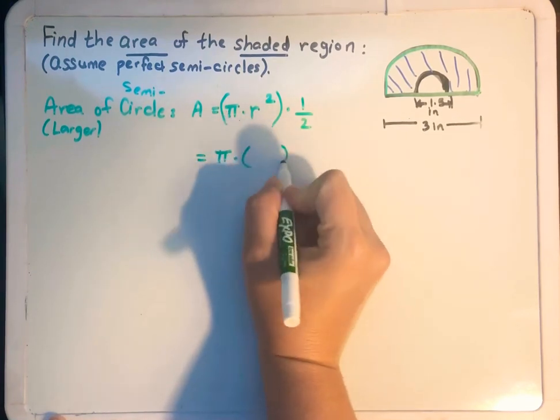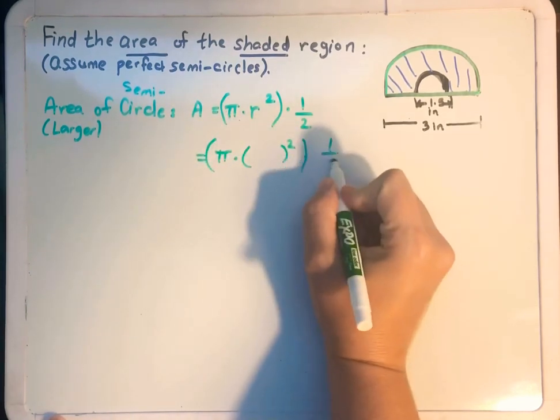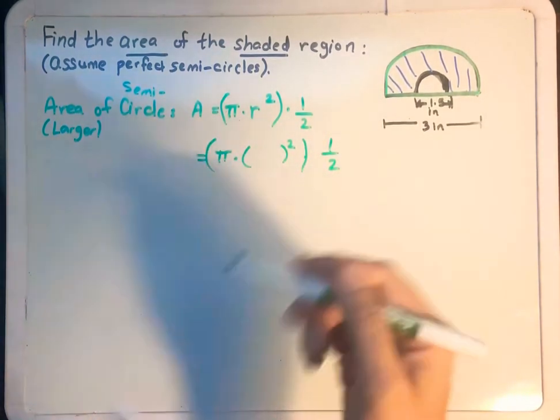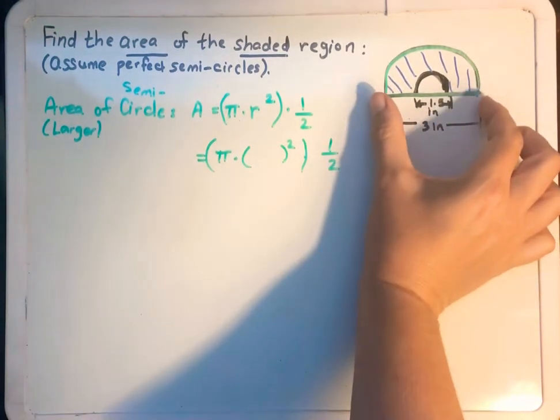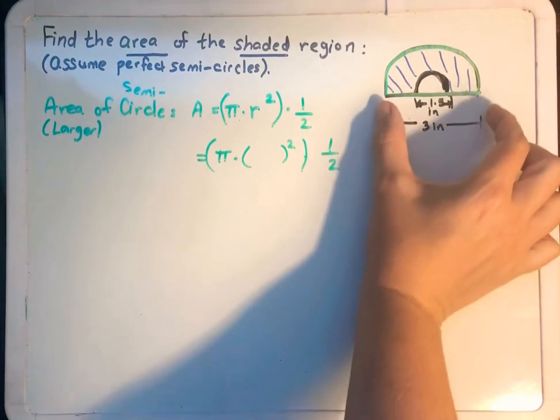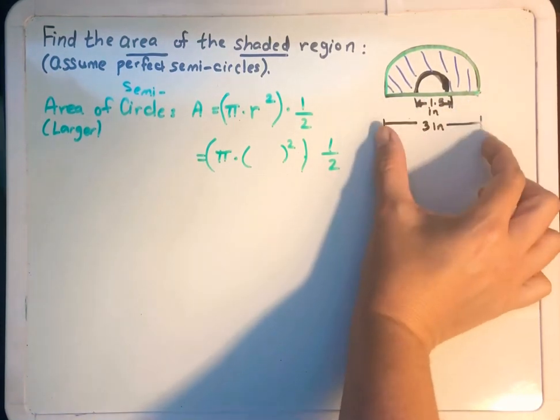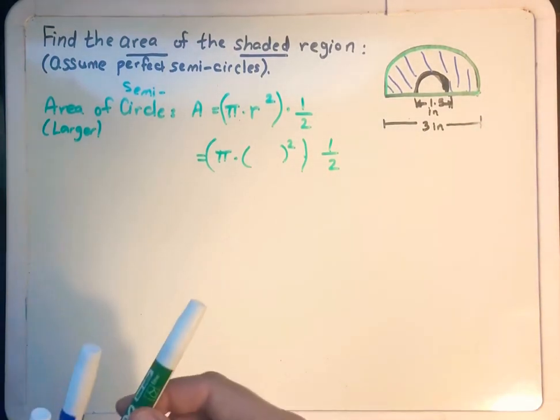So what is our radius that's getting squared? And then we end up cutting the whole thing in half. Okay, let's think about it. The radius here we're given for the entire large green semicircle, it has a diameter of 3 inches. So what would its radius have been? That's right, half of 3 inches. Half of 3 inches is 1.5 inches.